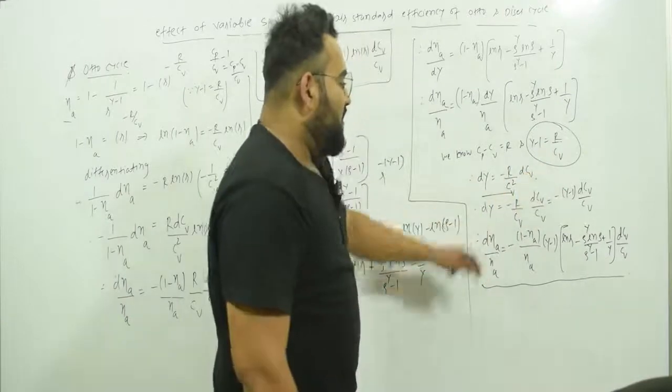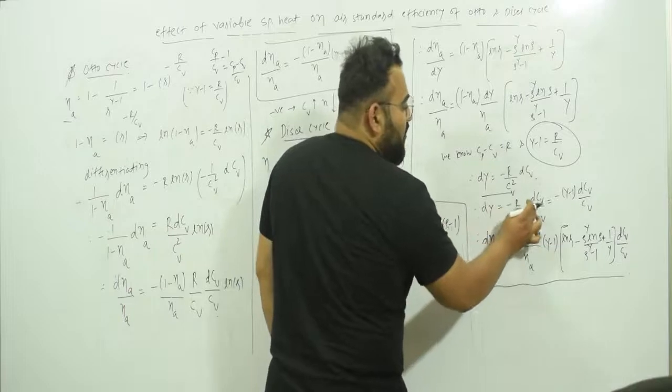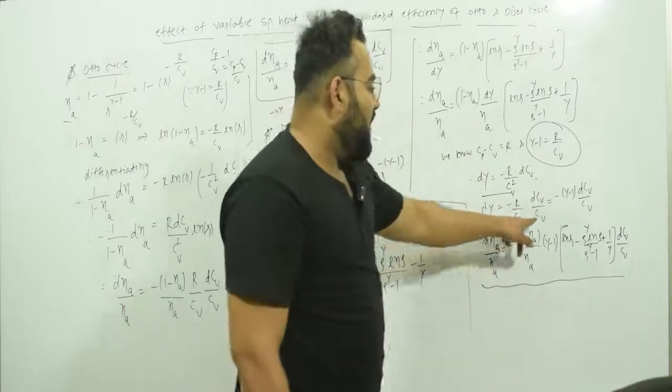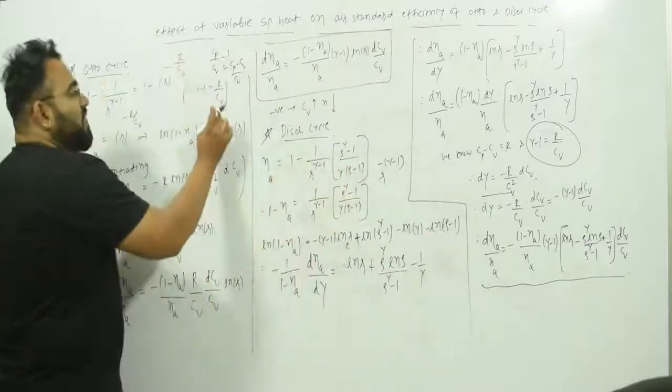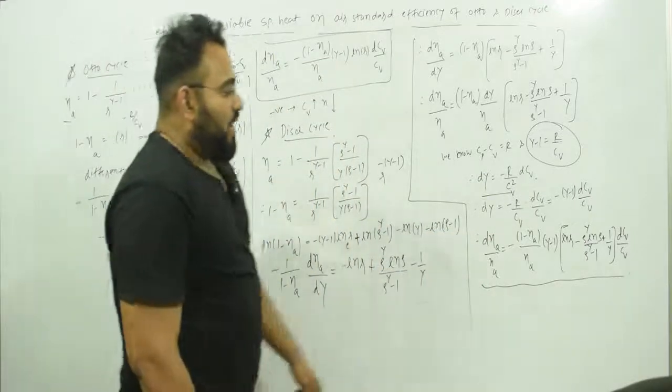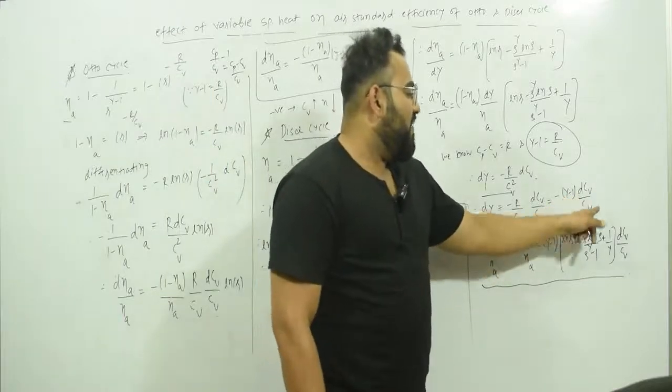Okay, so now just rearrange the terms. Can I write d gamma is equal to minus R upon Cv into dCv upon Cv? I have just rearranged the terms. You know that R upon Cv is equal to what? R upon Cv is equal to gamma minus 1. So can I write, in place of R upon Cv, gamma minus 1? So minus gamma minus 1 dCv upon Cv.